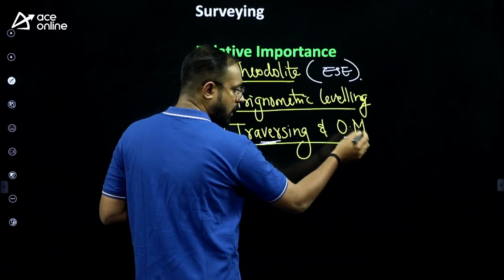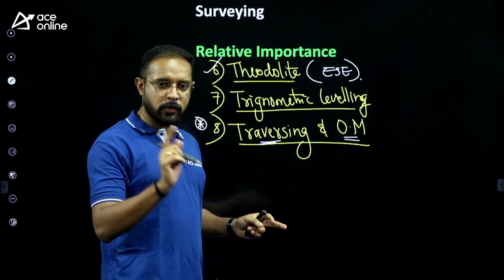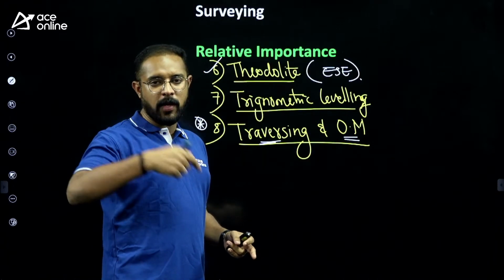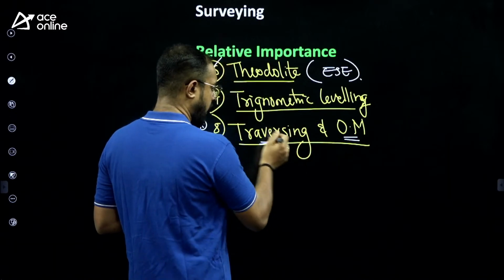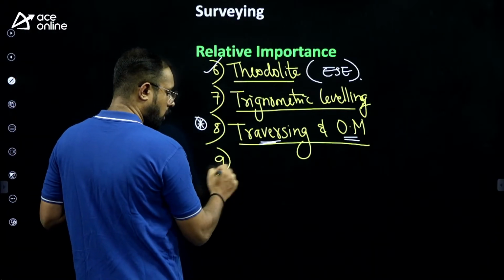For GATE, omitted measurement is only a two-step solution. But the same omitted measurement in ESE mains is a 25 marks question. Okay, right. So it's a very important topic for ESE also, right? Traversing and omitted measurement. Next chapter that I will discuss is our contours.